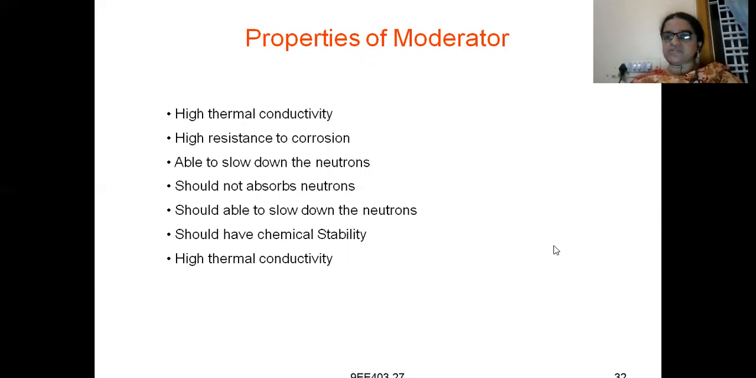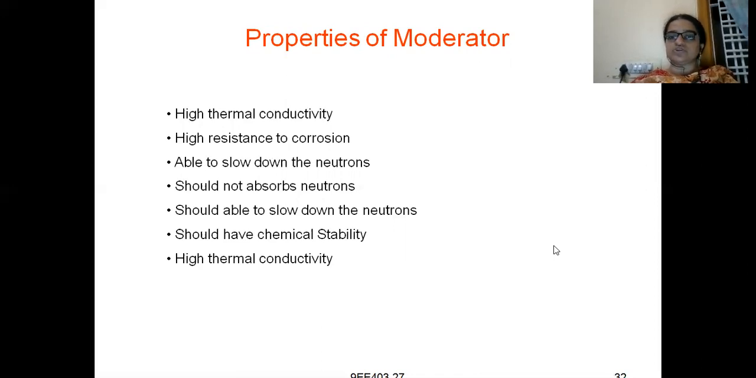Next, the main purpose of a moderator is that it should be able to slow down the neutrons. It should not absorb the neutrons. Our nuclear fuel also should not absorb neutrons, and the moderator also should not absorb neutrons. It should slow down the neutrons. It should have chemical stability, meaning it should not perform any reactions. It should be resistant to chemical reactions.